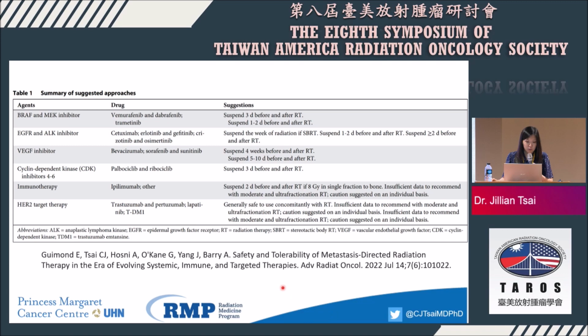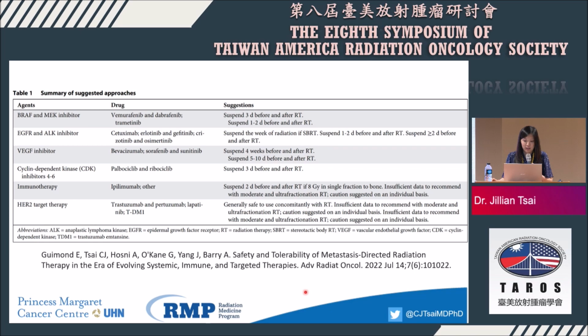This is a very good summary written by one of our fellows at Princess Margaret, reviewing current literature and coming up with a few suggestive guidelines, suggestive management options for these patients, because we know that there's really no definitive evidence of how long we should hold certain drugs before radiation. So I think this is a very useful tool that everyone can look up.